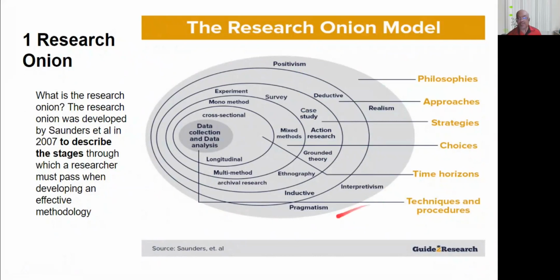And what about pragmatism? Pragmatism is a mixed method. It has a different philosophy. For positivism, it is on measurement. In order to do research, you need to measure. So measurement is very, very important.